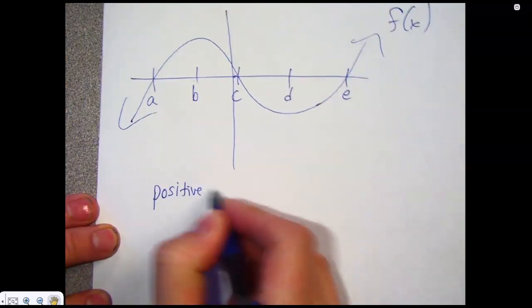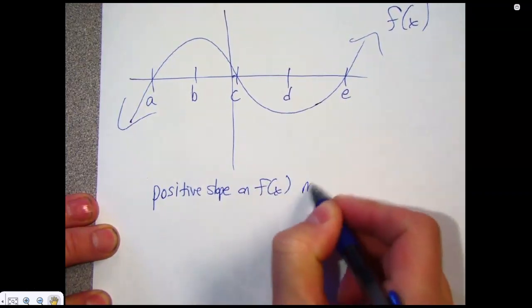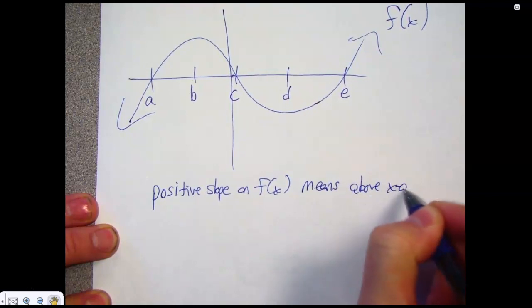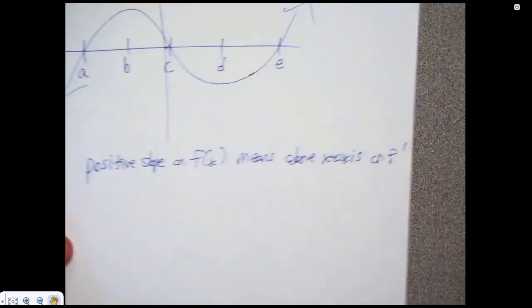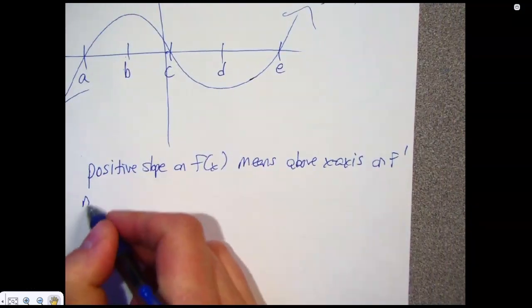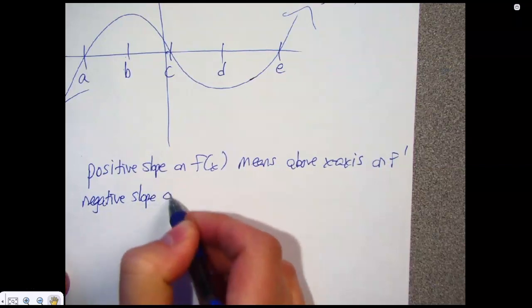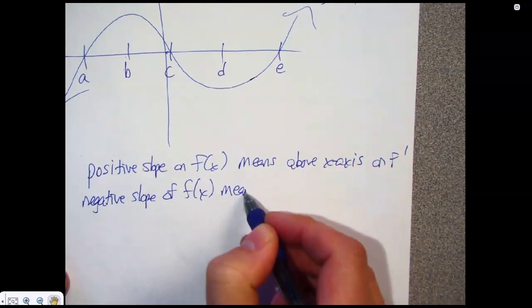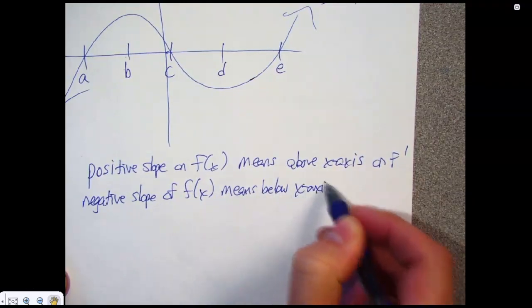Write that down. Positive slope on f of x means above x-axis on f prime. And that's obviously the opposite, right? Negative slope on f of x means below x-axis.